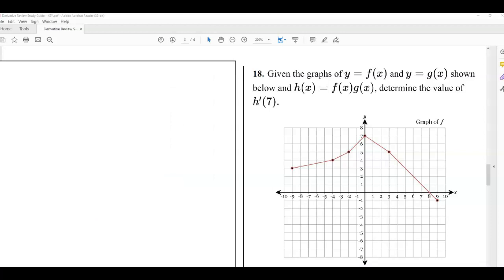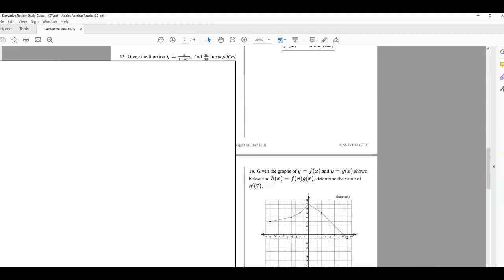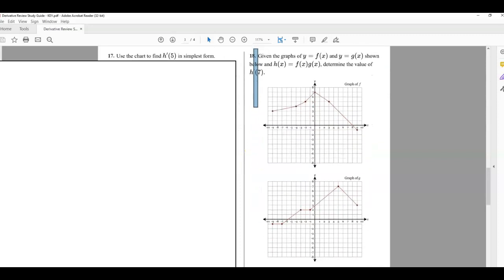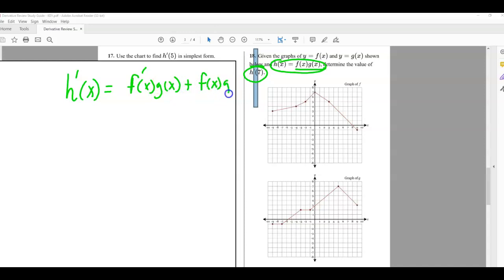All right. I better zoom out a little bit for this one. I think I'm going to need to see 2 graphs at the same time here. All right. So for this one, they're telling me that h is equal to f times g, and they want me to find h prime of 7. So the first thing I need to do is find h prime, and that's going to be a product rule. So it's going to be f prime g. Actually, let me rewrite that so it's a little clearer. f prime g plus f g prime. Then I'm going to plug in the 7.